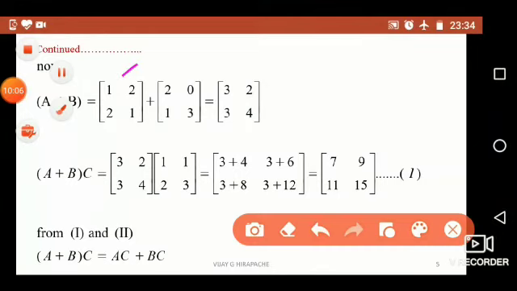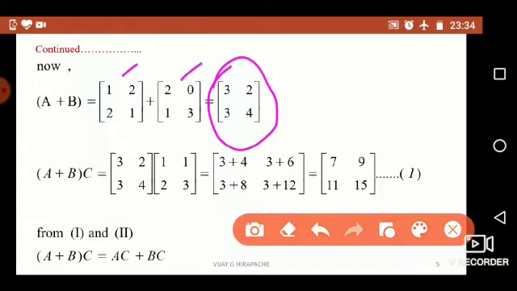A is a matrix containing the elements 1, 2, 2, 1, plus B is another matrix containing the elements 2, 0, 1, 3. As per the addition of matrices, we get a new matrix containing the elements 3, 2 in the first row and 3, 4 in the second row.